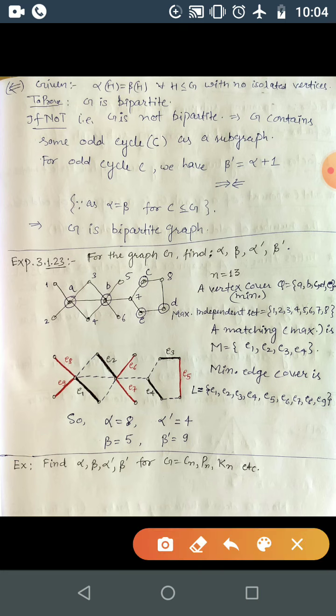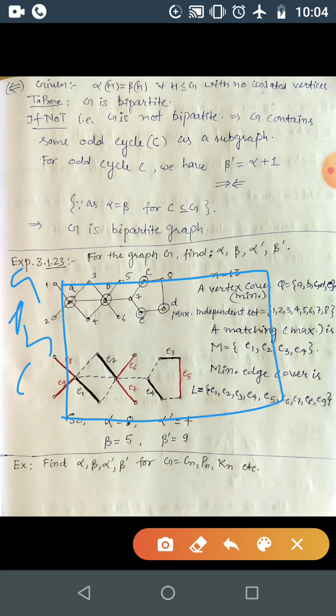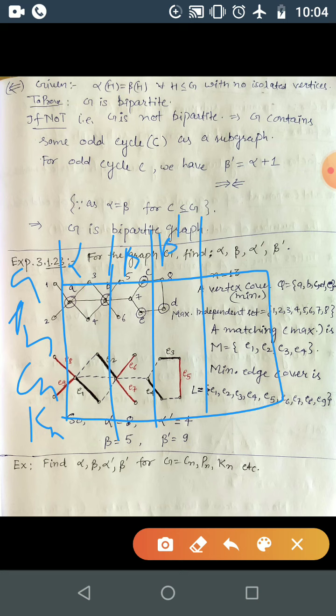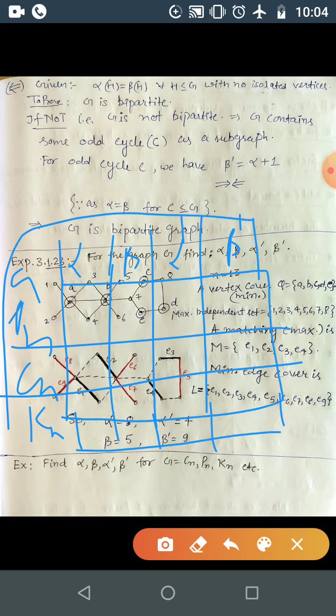So how will you form this? You will be forming a table. Okay, so here you can just write G, whatever Pn, Cn and Kn. Here you can just write alpha, beta, alpha dash and beta dash. Okay, just form the table for all these graphs and you will be done. Okay, so this is your exercise for this one. Okay, so that's it for 3.1.